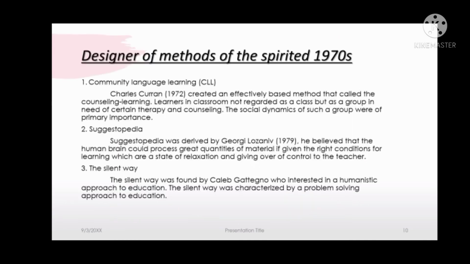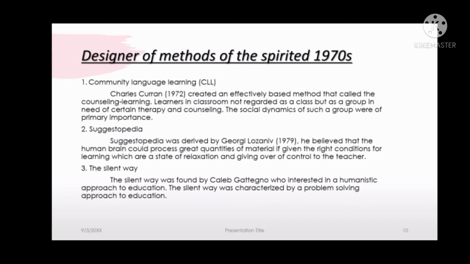Next is designer methods of the spirited 1970s. The first one is community language learning. Charles Curran in 1972 created an affectively based method that he called counseling learning. Learners in the classroom were not regarded as a class but as a group in need of certain therapy and counseling. The social dynamics of such a group were of primary importance.